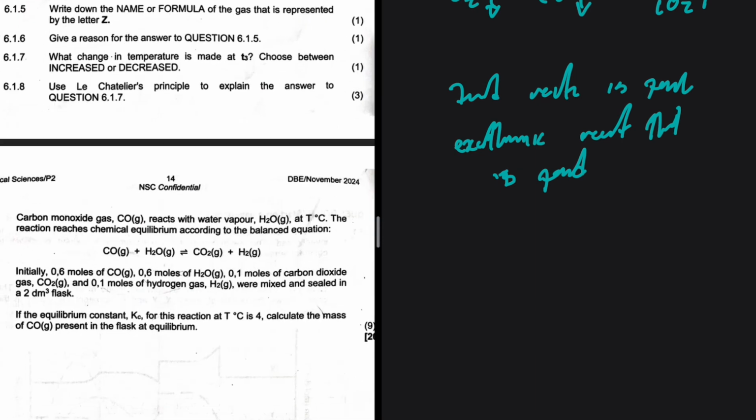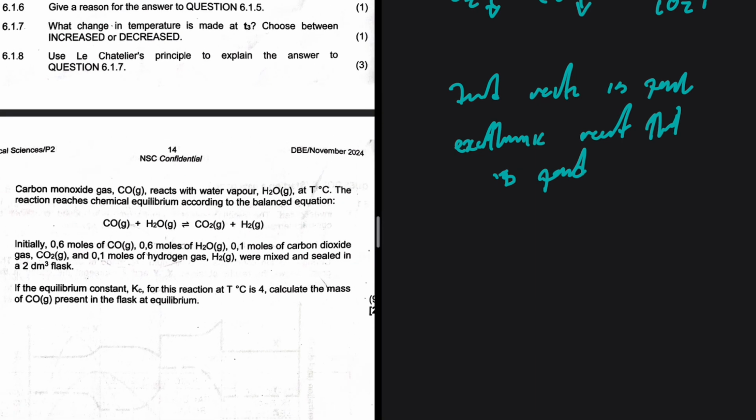And now the elephant in the room, 6.2. Carbon monoxide reacts with water, H2O, at T degrees Celsius. The reaction reaches equilibrium according to the balanced equation. We have carbon monoxide plus H2O to give us CO2 plus H2. And then we're given the initial number of moles of carbon monoxide, of H2O, of carbon dioxide, and of hydrogen gas.